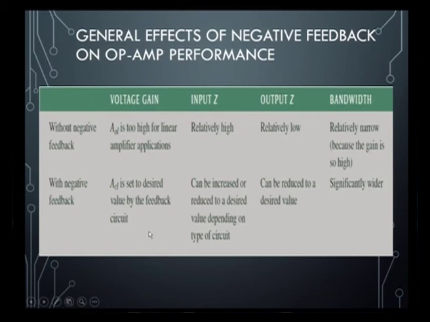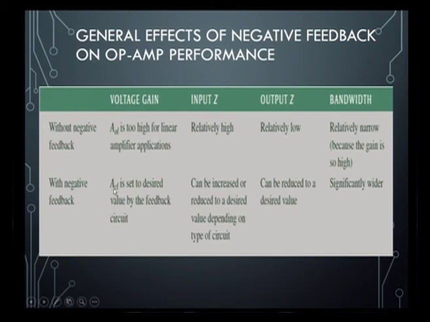So, how will negative feedback generally affect the performance? Without negative feedback, the open loop voltage gain is too high for linear amplifier applications. Also, input impedance is relatively high, output impedance is relatively low, and bandwidth is relatively narrow. Because the gain is so high, the bandwidth is very narrow, output impedance is low, and input impedance is relatively high. So, with the help of negative feedback, what can we achieve?